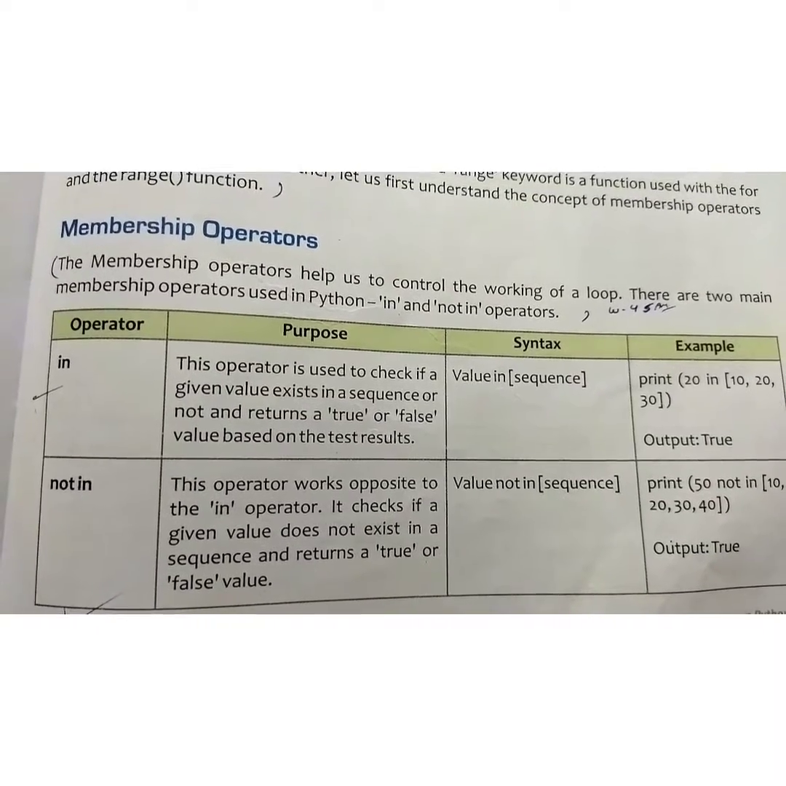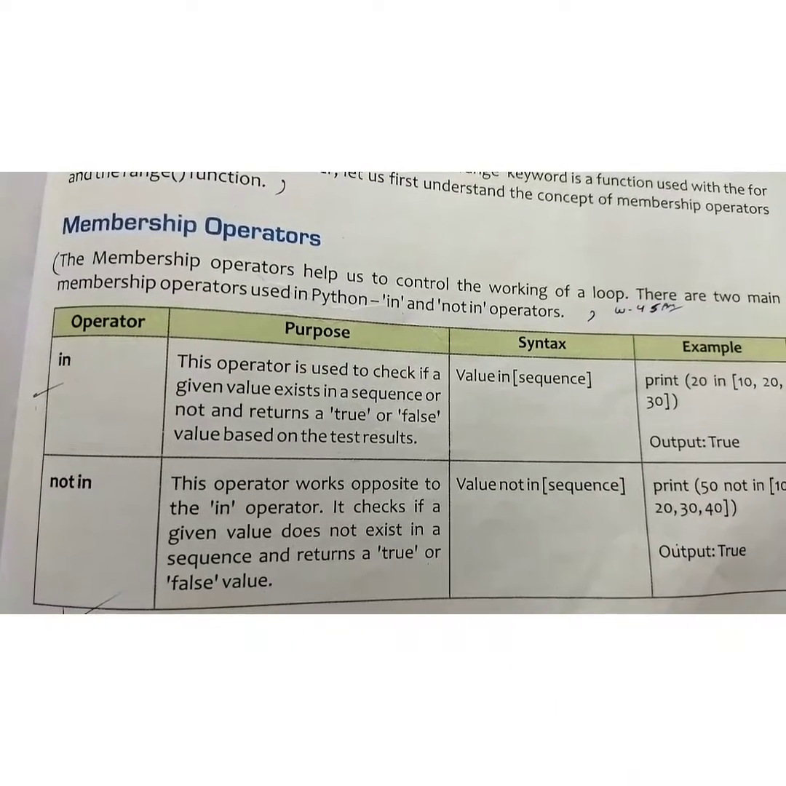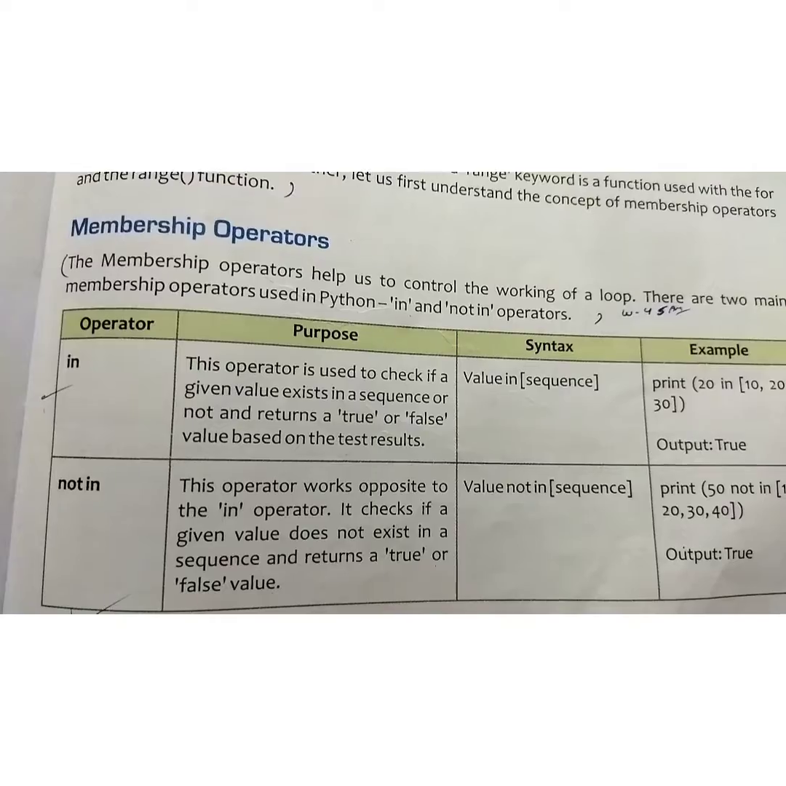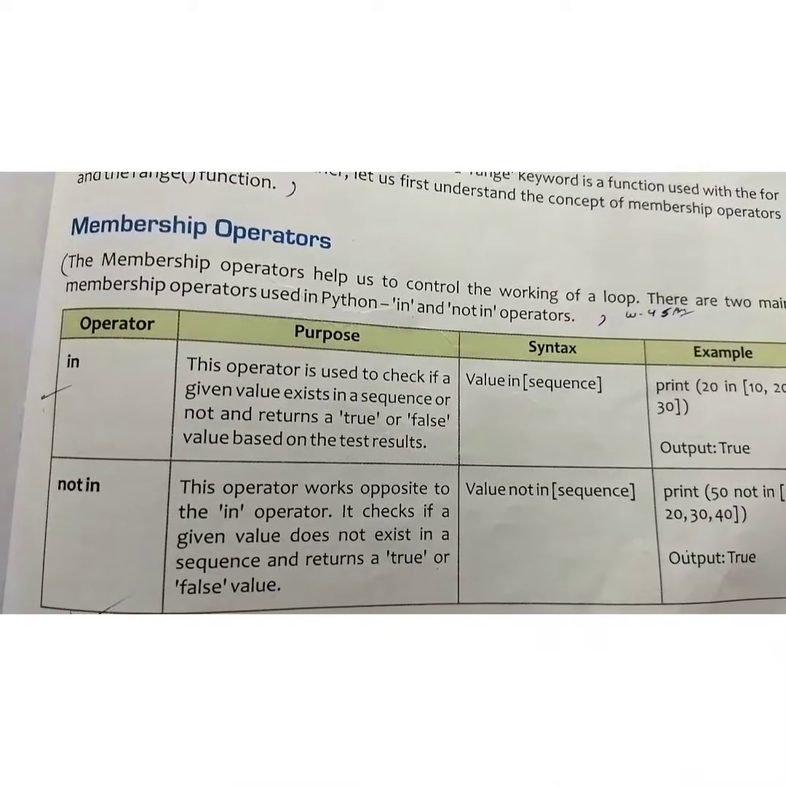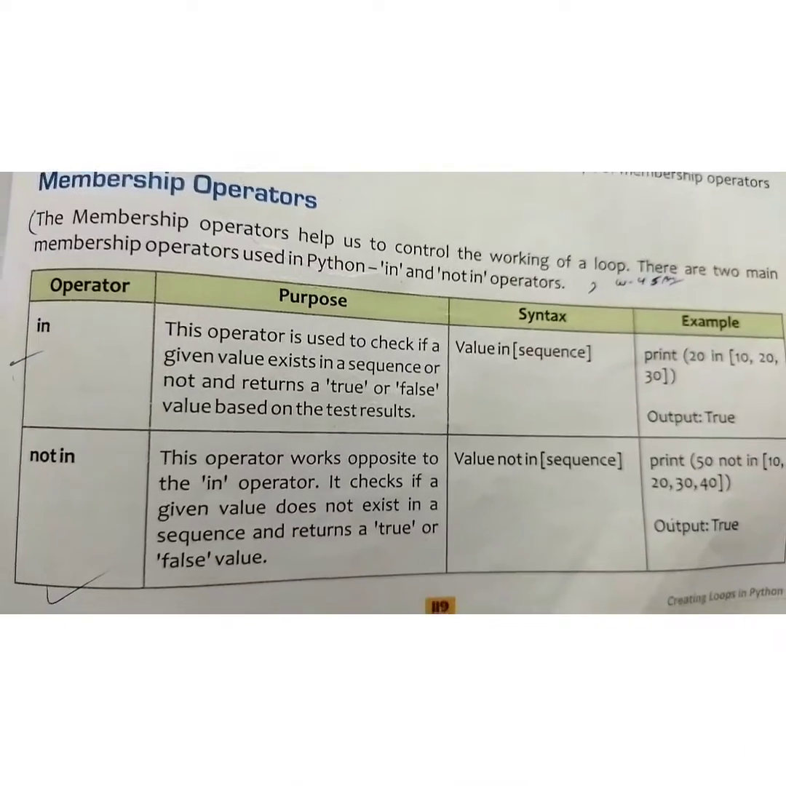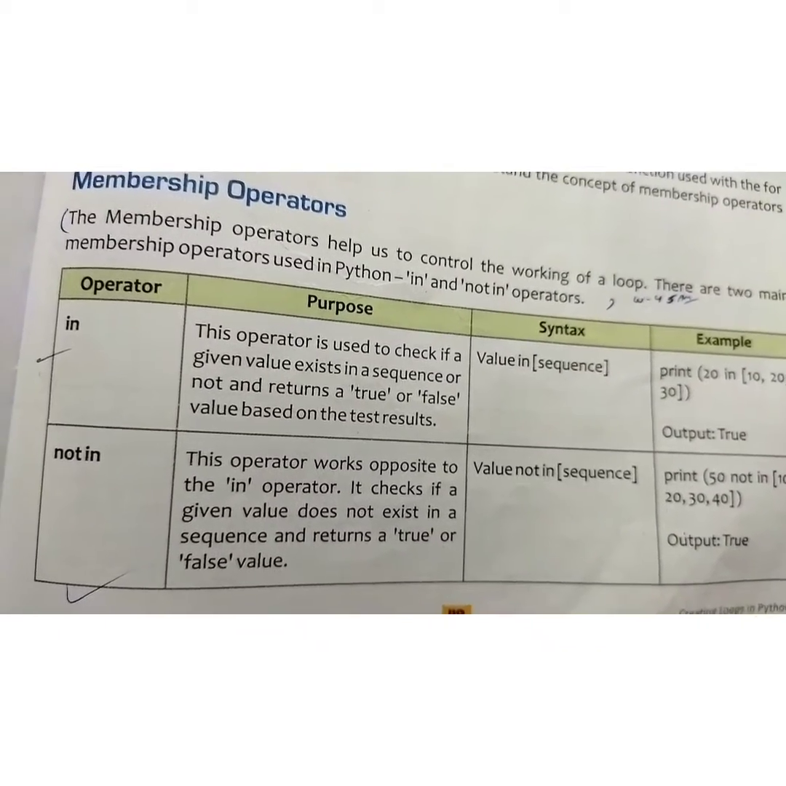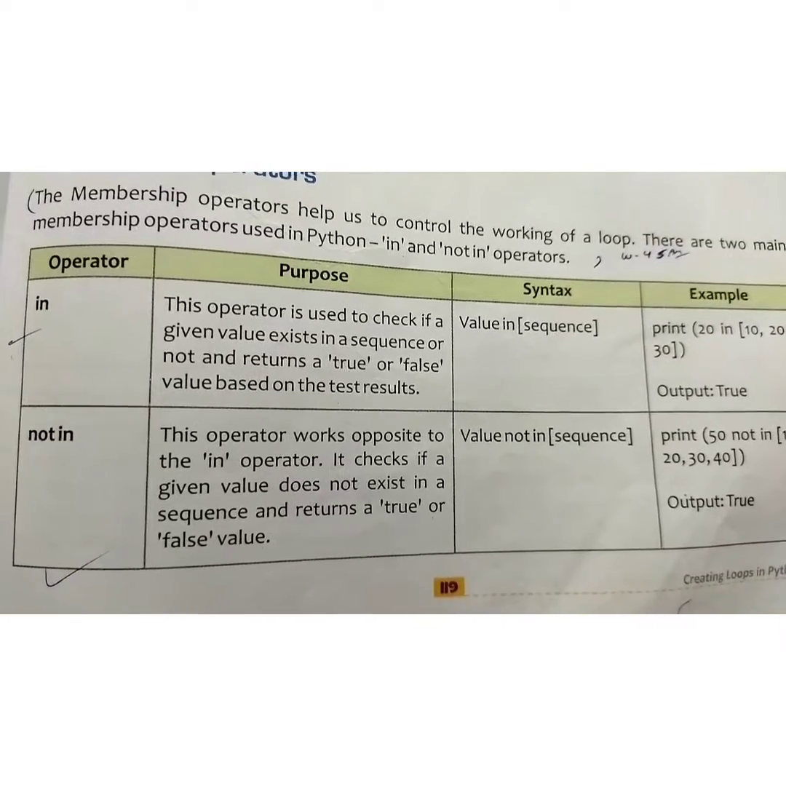The first is in. This operator is used to check if a given value exists in a sequence or not, and returns a true or false value based on the test result. You will write the syntax as value in sequence, and an example: print(20 in [10, 20, 30]). The output is True.